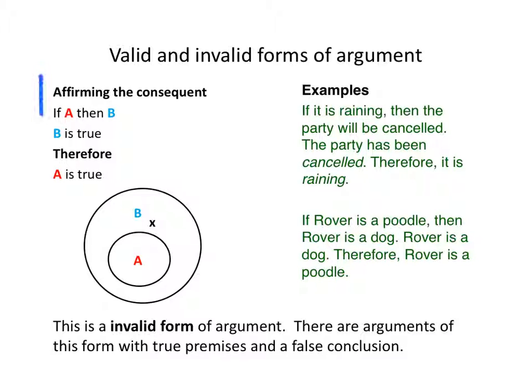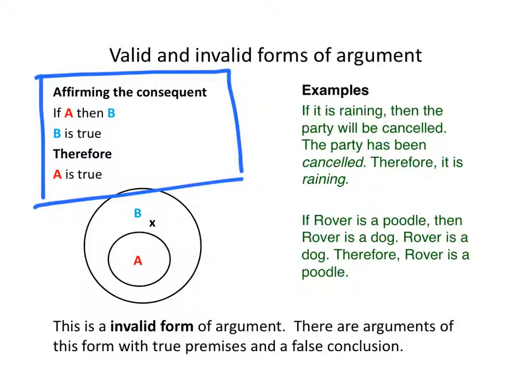However, you can have an argument fitting this pattern which has true premises and a false conclusion. So this is not a valid pattern of argument. If A then B, B is true, therefore A is true. Well, here's the diagram again, representing if A then B. If a point's in A, then it's in B. But that obviously doesn't mean that if a point's in B, then it's in A. So this form of argument is invalid.